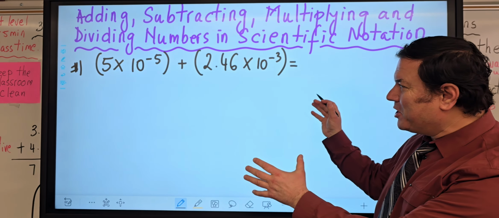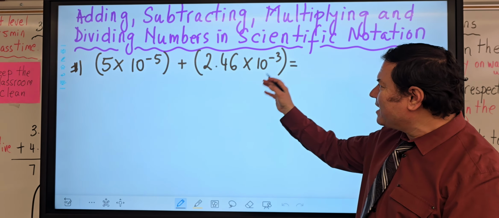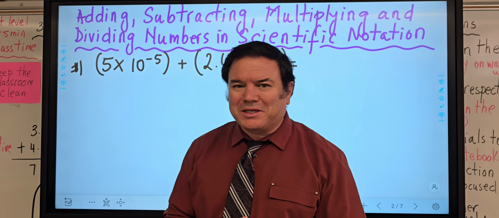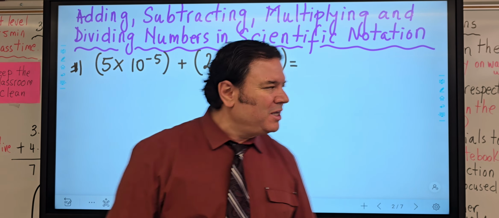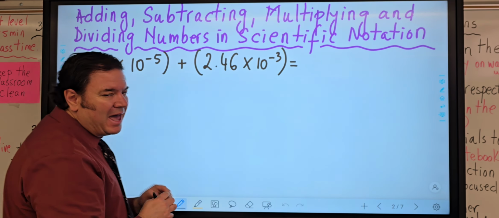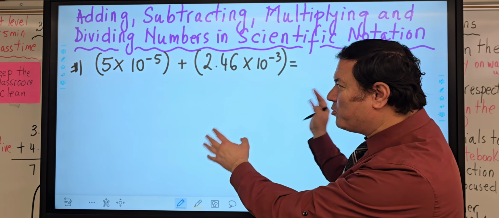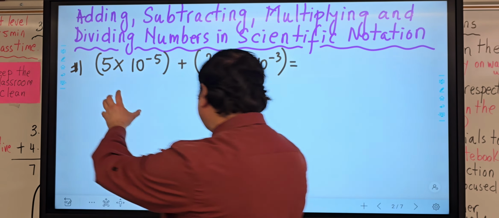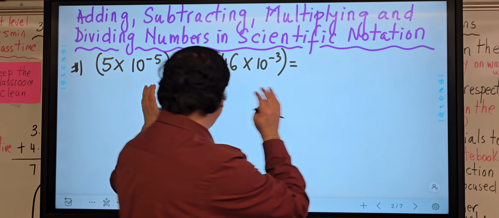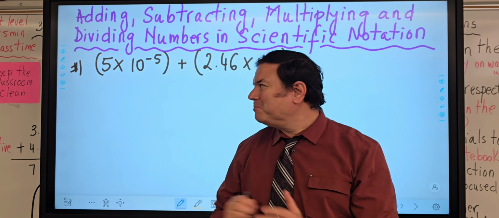Let's take a look at this example here. We have 5 times 10 to the negative 5 plus 2.46 times 10 to the negative 3. Remember, anytime we add or subtract numbers in scientific notation, the exponents of 10 have to be the same. Because if we get the exponents of 10 the same, then we just simply add or subtract the numbers. So let's see how we can make the exponents of 10 the same.